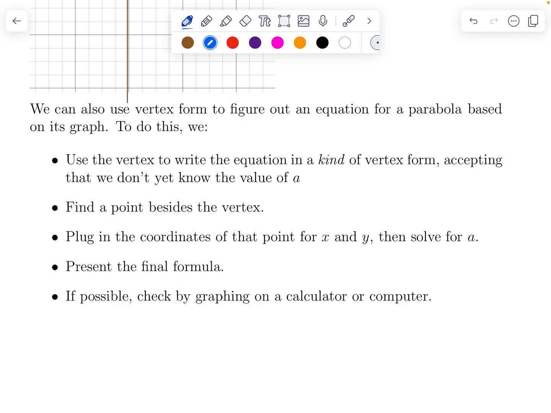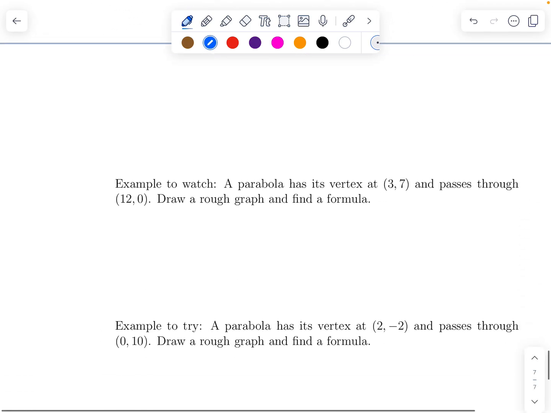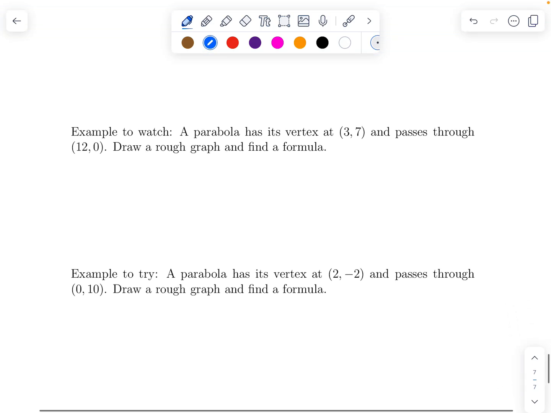If you have a good picture, you immediately know where the vertex is. So we can write the equation in a kind of vertex form, but we're not going to know what A is. Then what we'll use is we'll find any point besides the vertex. We'll plug in the coordinates for that point and solve for A. And we'll present that final formula. If you have a calculator, you can check as well. So here's an example, and you can just watch this.